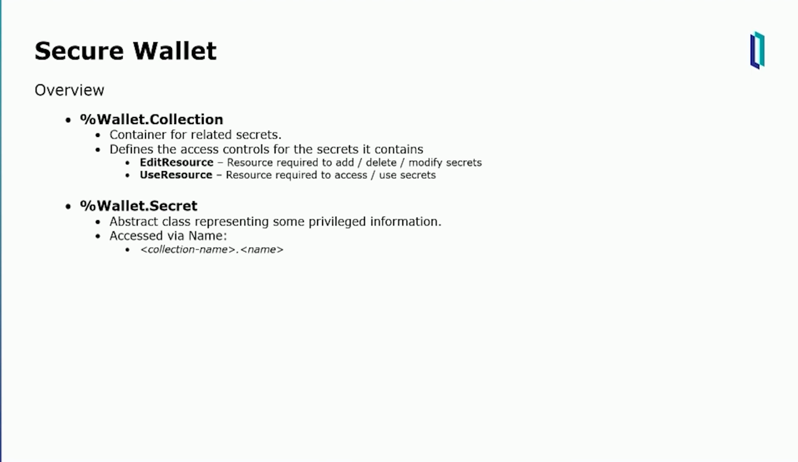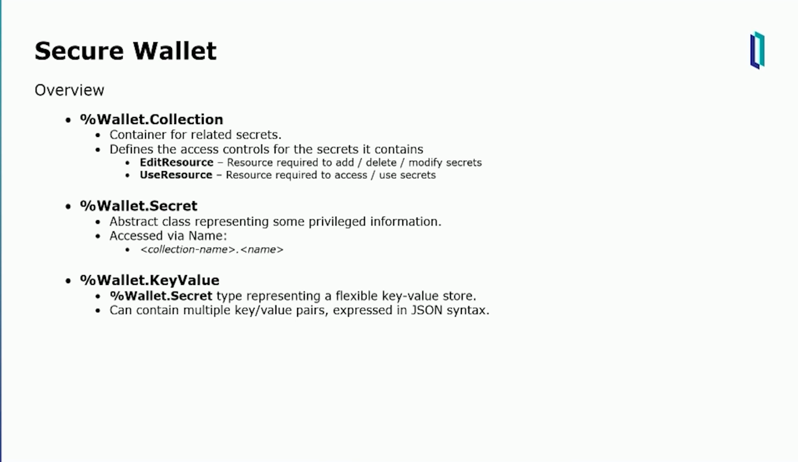So we have a couple different implementations of this. The most useful, I think, most flexible is key value. This allows you to store a set of key value pairs. Again, think username and password. Think API key. You can have any number of secrets you want. You just express the key value pairs that you want in a JSON syntax when you create it. We'll give an example in the next slide.